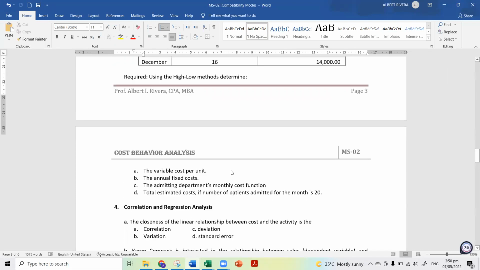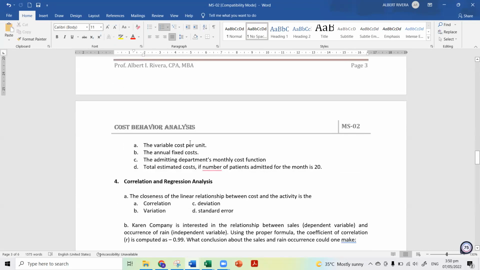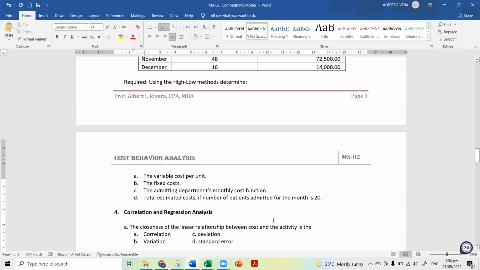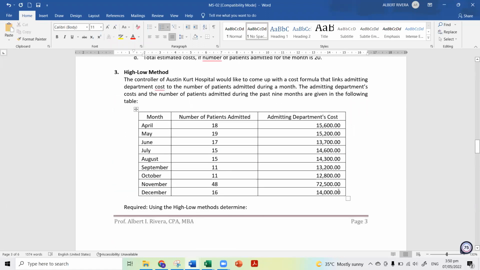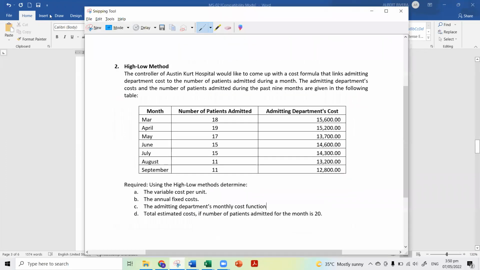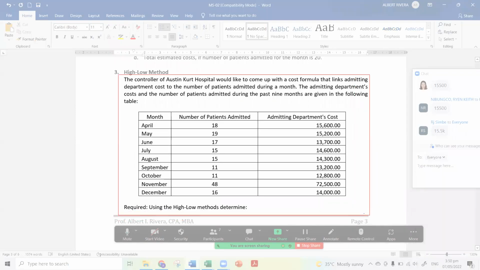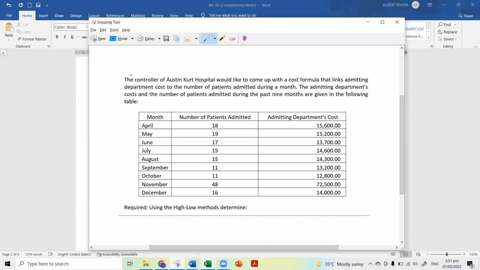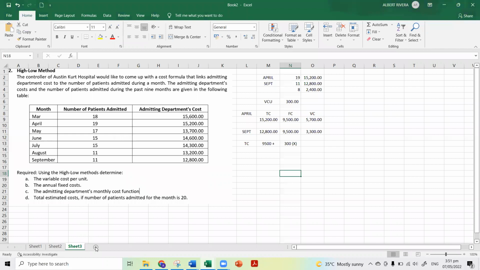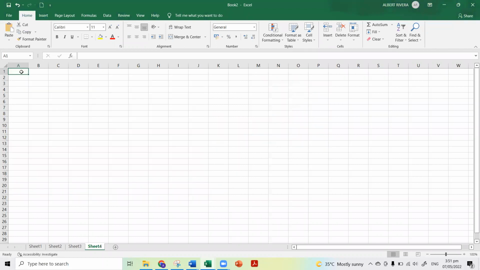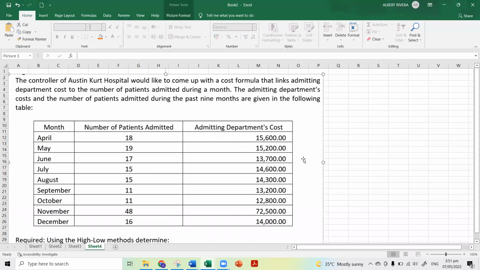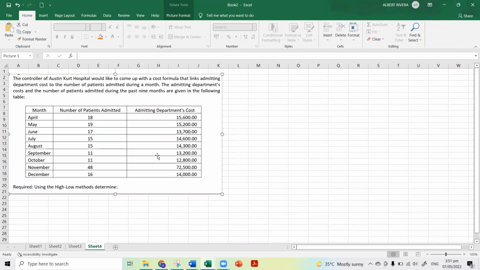Oh, ito tayo. Ganun pa rin naman yan eh. This is just fixed cost. Okay? Sige. Kunin ko sa Excel class ha. Yan.